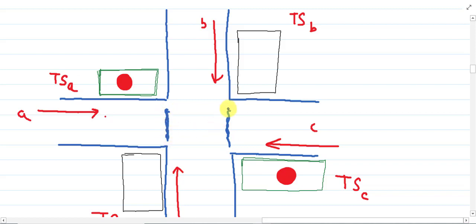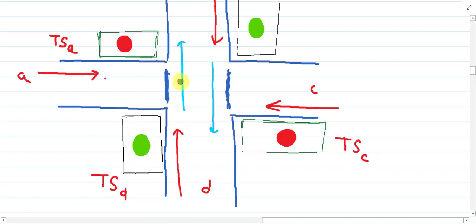Suppose this is a stoppage line, so the vehicle cannot pass this stoppage line. Only vehicles move in this direction. So if there is a red light at signal TSA and TSC, there must be a green light on TSB and TSD, so that the movement will occur in the north-south direction. Okay, so this is condition number 1.